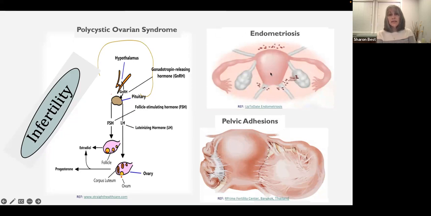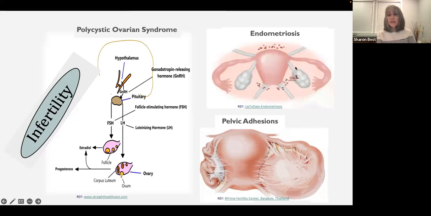We mentioned that inside layer of the uterine cavity is called the endometrium. It should be only within the uterine cavity. However, in this condition, little pieces of that endometrium get outside the uterine cavity and seed themselves elsewhere. We call these ectopic endometrial implants, and you can see them seated here outside.